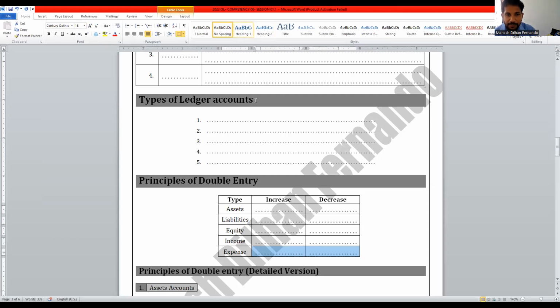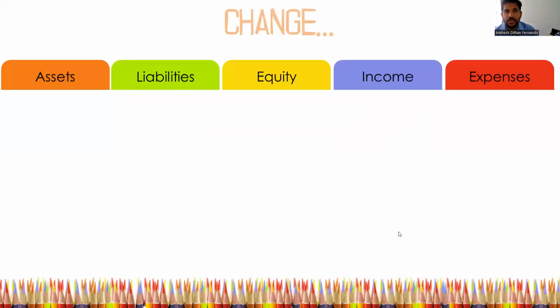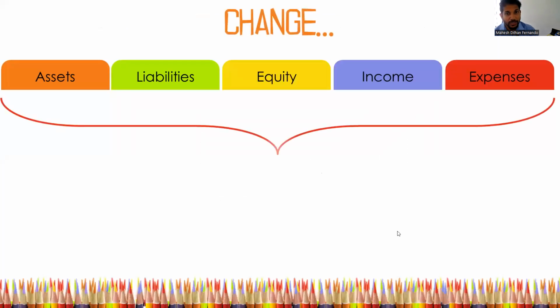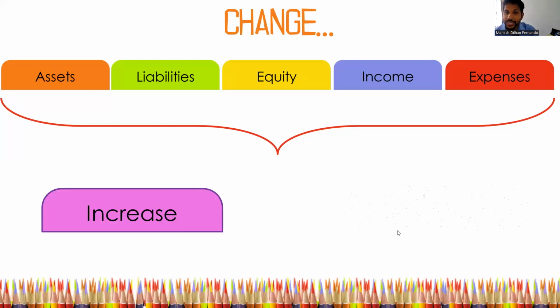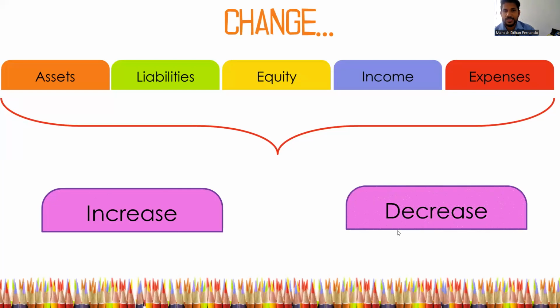Now I'm going to explain the principles of double entry. As a result of these transactions, these things are changing. The change is of two types. Sometimes the balance can be increased or the balance can be decreased. That's it. That is what you mean by a change.